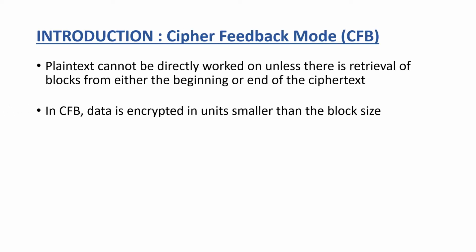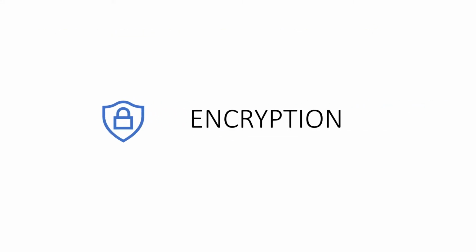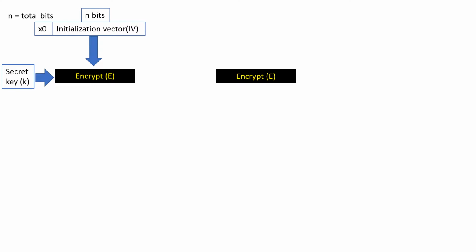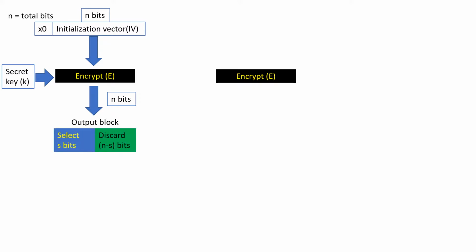In Cipher feedback mode, data is encrypted in units smaller than the block size. Cipher feedback mode uses some encryption function as a black box just like other modes. The user will determine the initialization vector and bits, and a secret key will also be used to complete the encryption. It will then produce the output block with n bits. The output block will be divided into two parts.